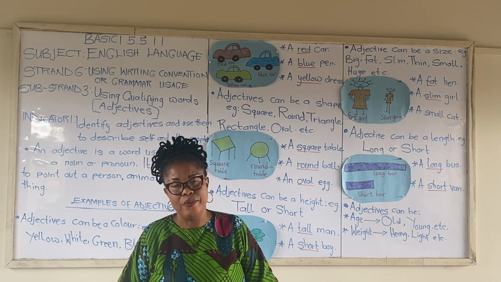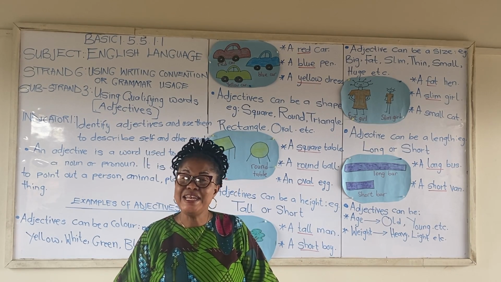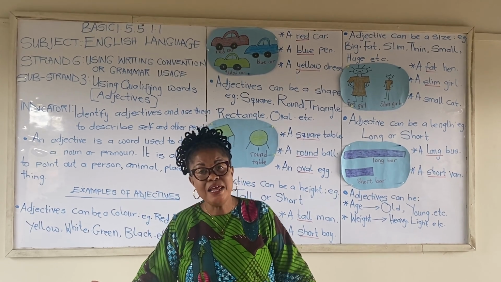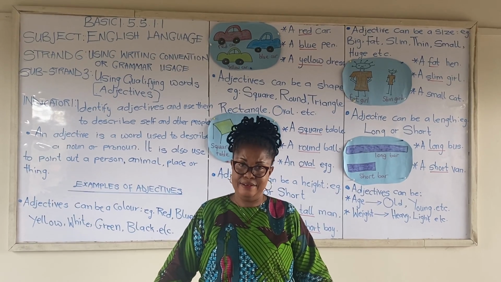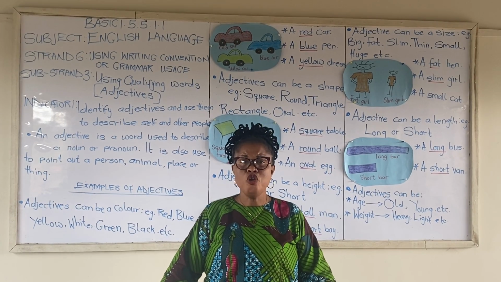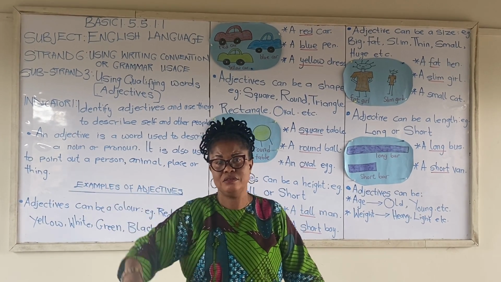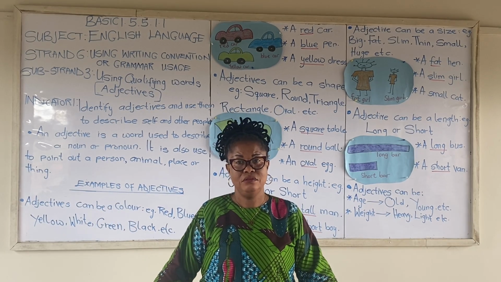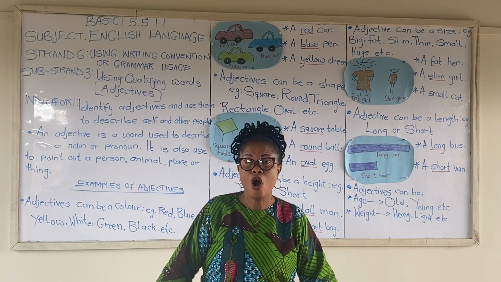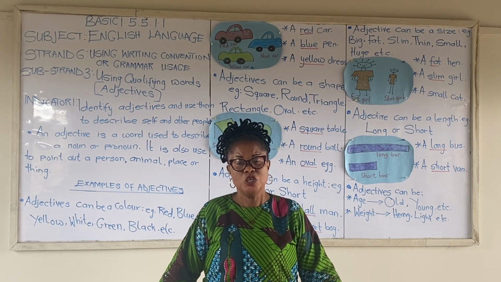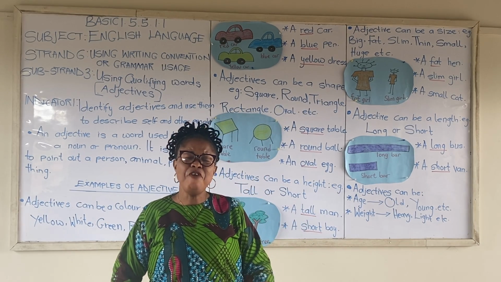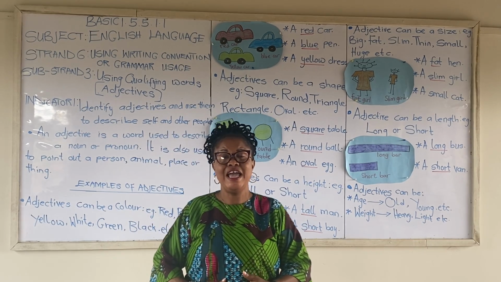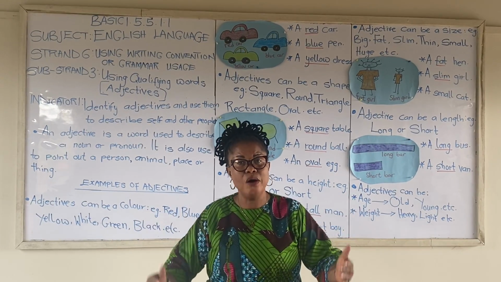What is a noun? A noun is a name of a person, a place, animal, or thing. And it is also used to point out a person, animal, places, or thing. So we are going to look at the different types of adjectives and how they are used in pointing out nouns.